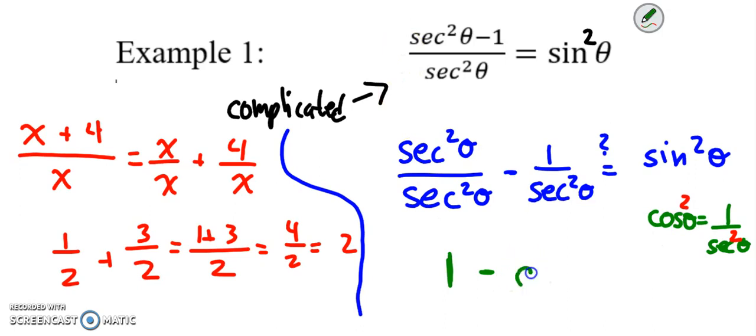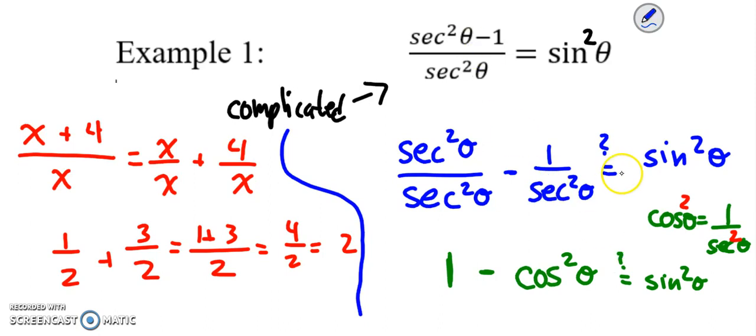So 1 over secant. Sorry. We can, instead of saying 1 over secant squared, do cosine squared. Oh my gosh, I'm sorry guys. I'm tripping right now. Sorry about that.